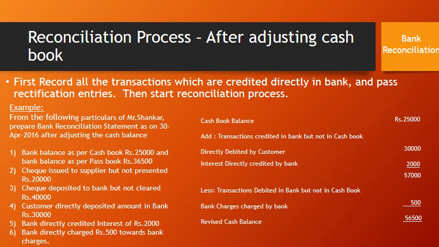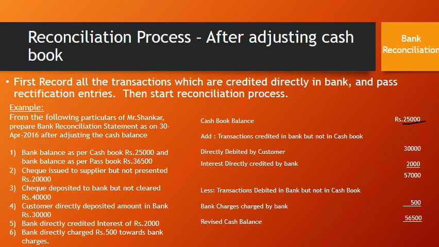So here is an example. From the following particulars of Mr. Shankar, prepare a bank reconciliation statement as on 30th April. Bank balance as per cash book is 25,000. Now remember, I am taking the cash book balance. As I told earlier, adjustments will be done only to the cash book balance, not the passbook balance. So the cash book balance is 25,000.